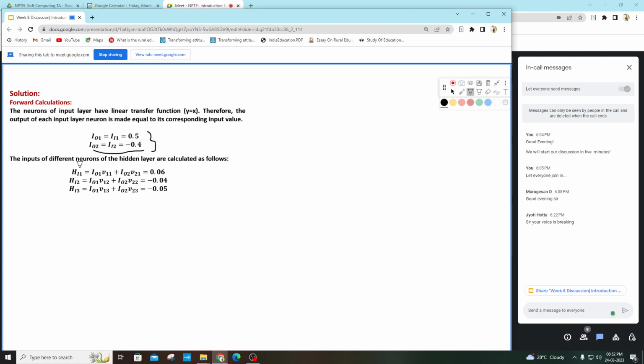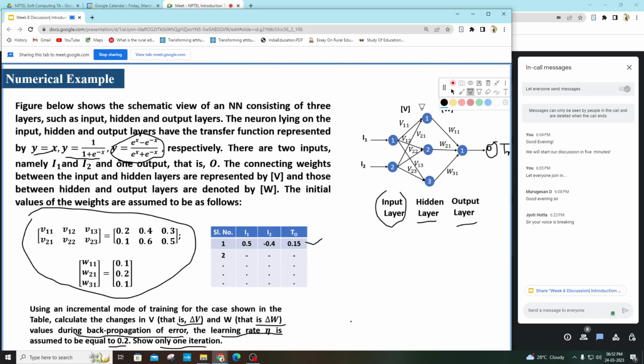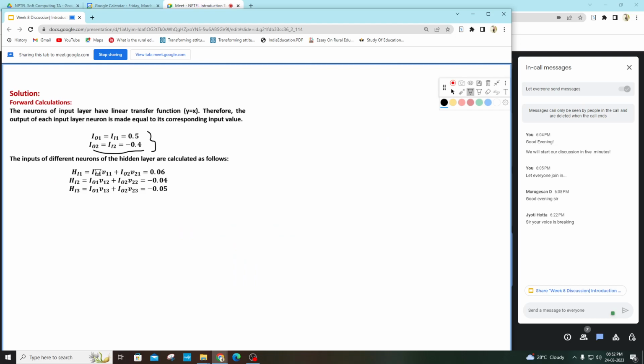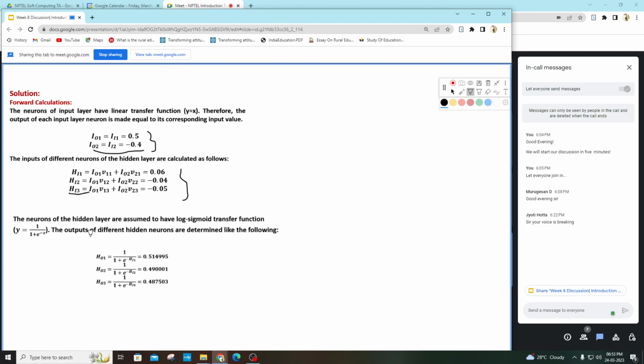Now how will we get HI1? So HI1 is made up of V11 into IO1 plus V21 into IO2. Similarly, you can calculate HI2 and HI3. Is this clear up to this? Yes, sir. Okay, clear. So I think it is clear up to this.